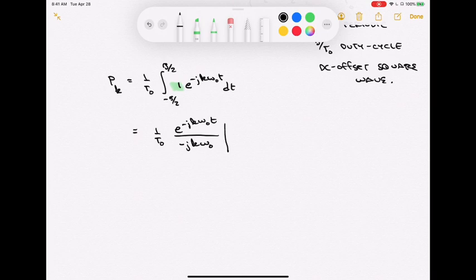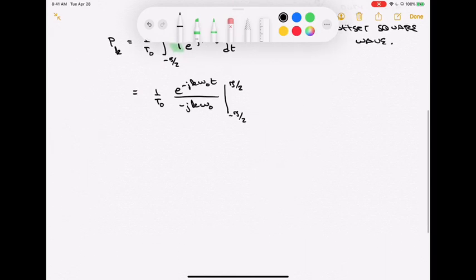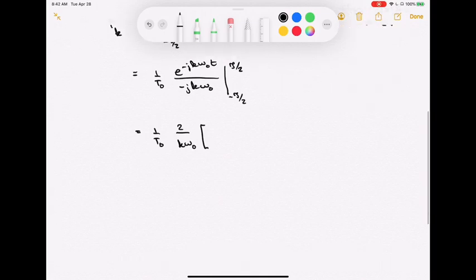This is integration of an exponential, about as easy as it gets, and it's going to go on limits minus tau by 2 to tau by 2. If I go ahead and plug those limits in there, I'm going to get a little bit of an ugly expression, but I'm going to have a 1 by t naught, and then I'm going to pull out this 2 by k omega naught, pulled out a little extra 2 because I want a 2 in the denominator, and I'm going to have the limits here.